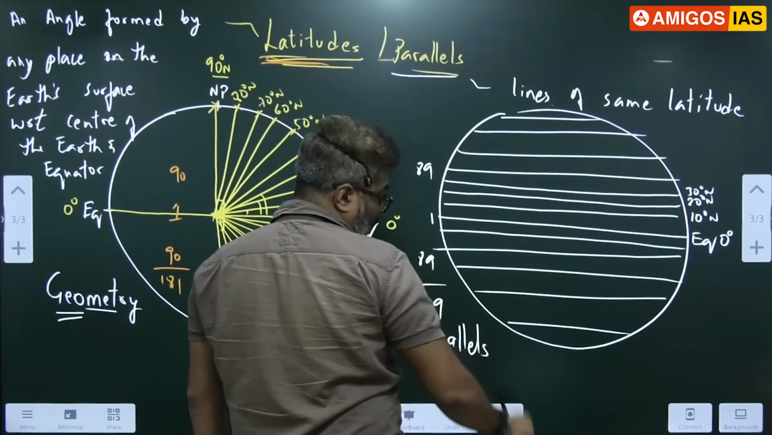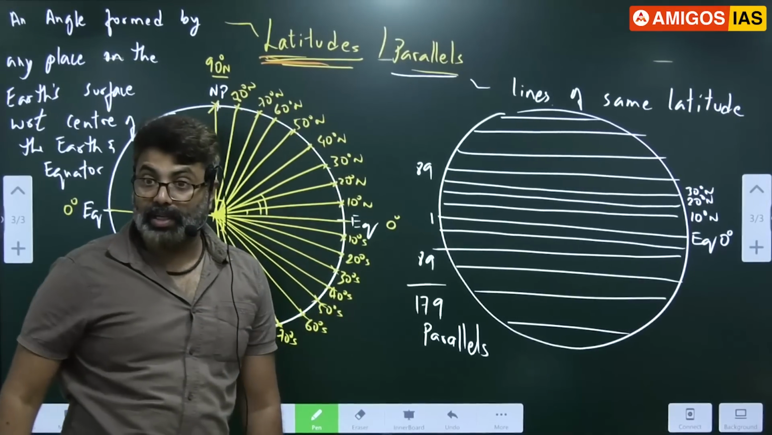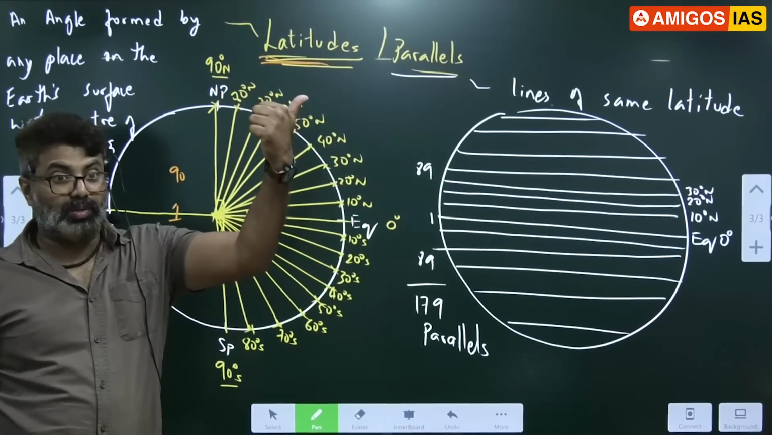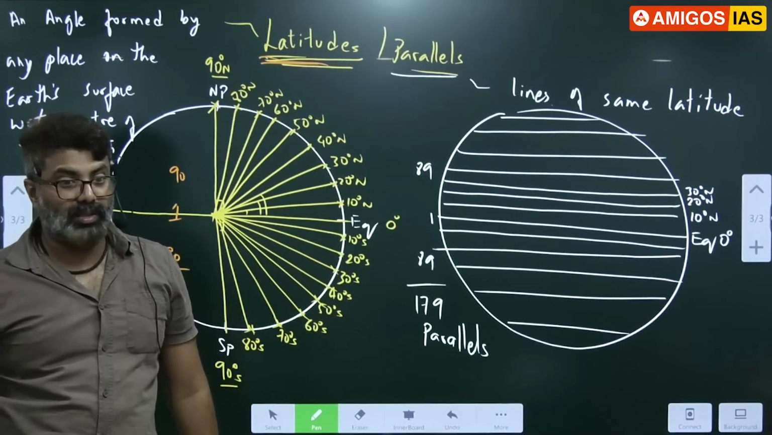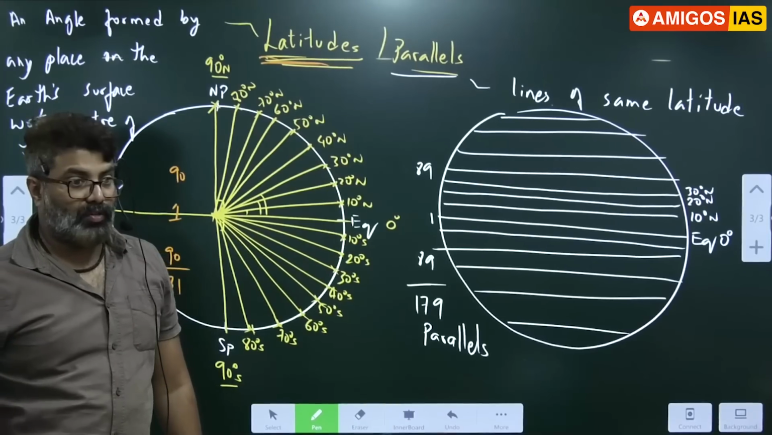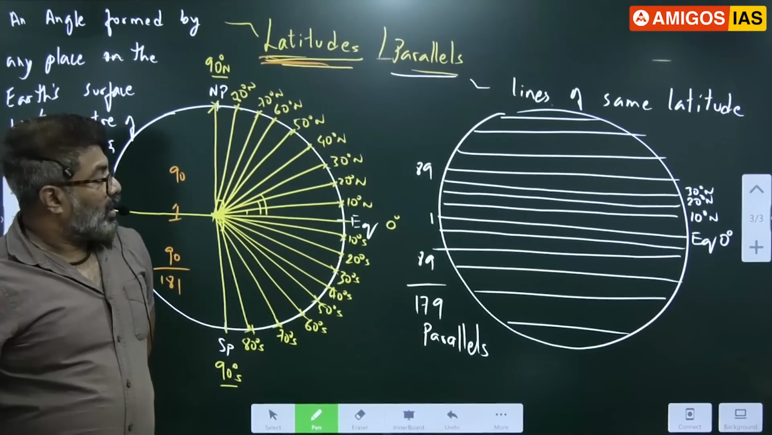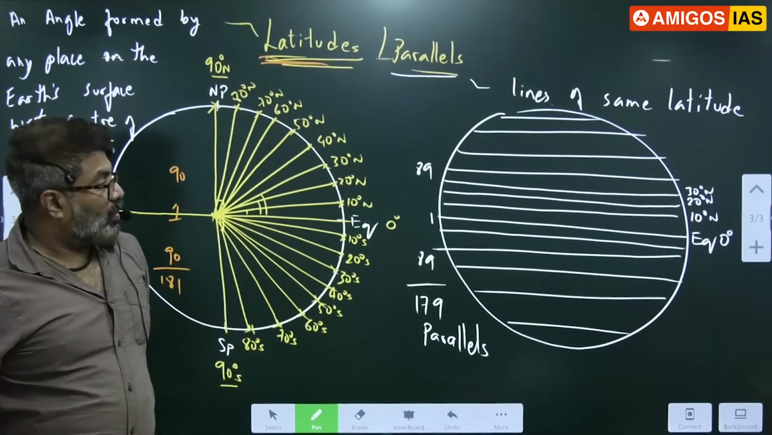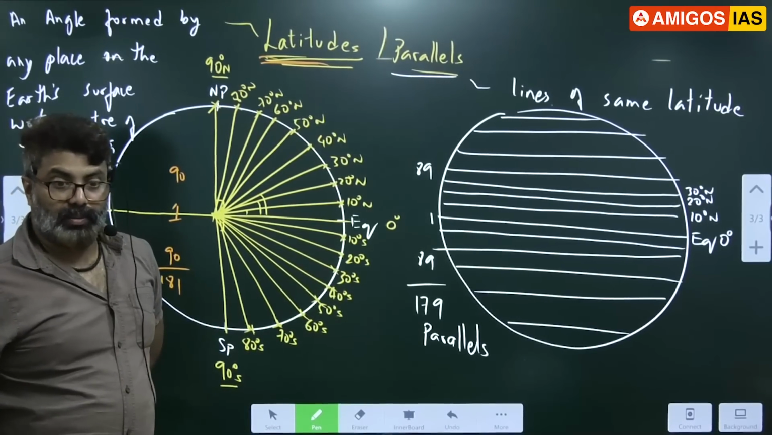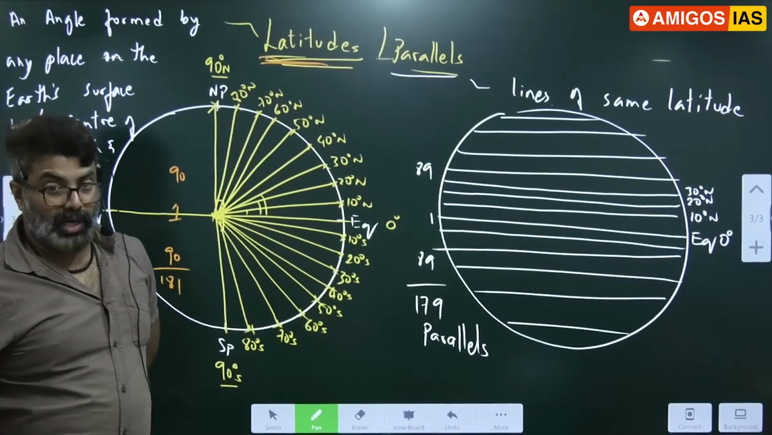How many parallels can be drawn? 179. All of you got it? Why 179? Because for the north pole and south pole, a parallel can't be drawn, because they are just single points. Except those two, we can draw parallels for all others. Lines of same latitude are called parallels.